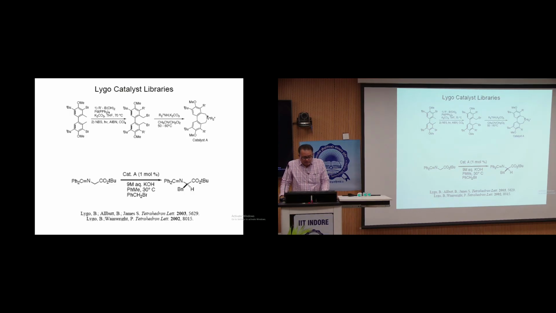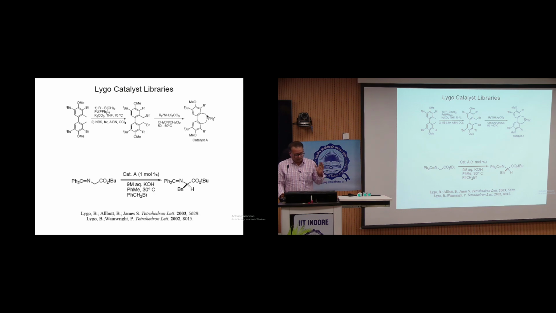You can see that he has prepared a huge library of his organocatalysts, and he starts from this type of tribromo biphenyl molecules and goes for boron and palladium couplings to finally give this type of 7-membered ammonium counterparts, and the term is catalyst. I've given it as catalyst A, but you can understand that they can have a series of this. They can change the substitutions, the R's, and they make a lot of libraries. Okay.